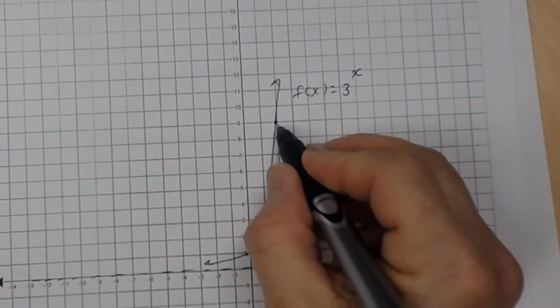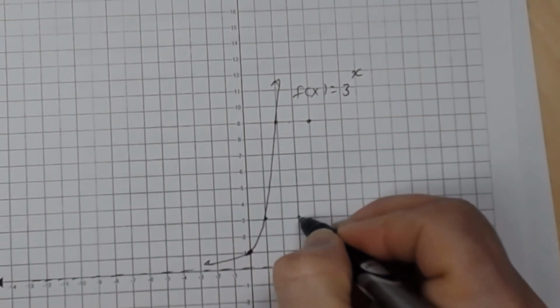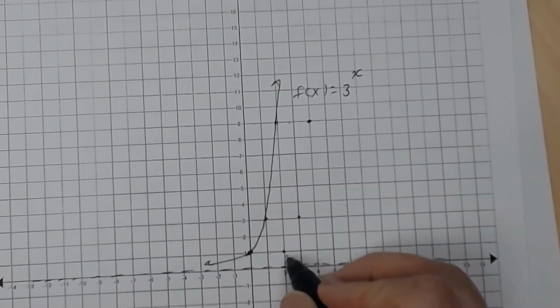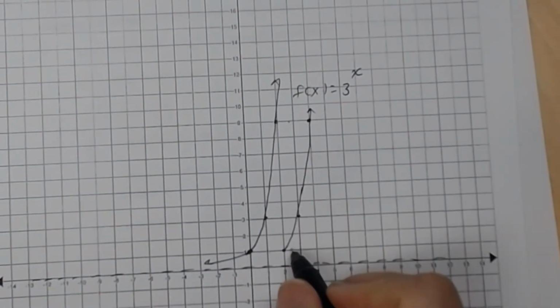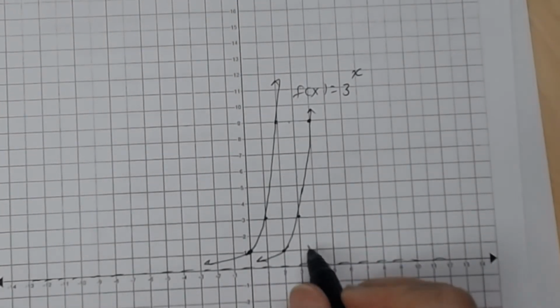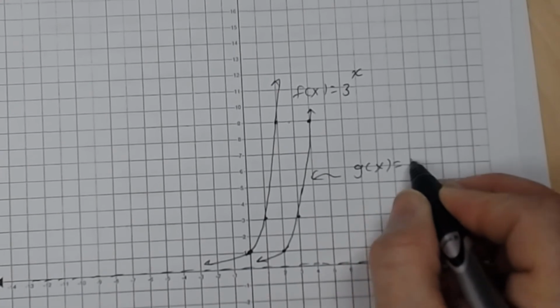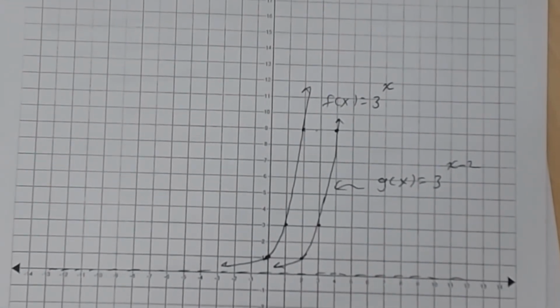So look what I'm doing. 1, 2. 1, 2. 1, 2. And now just graph it and you're done. Just do the best you can. And so this is the graph of g of x, which equals 3 to the x minus 2. Okay? All right, now let's get the next one.